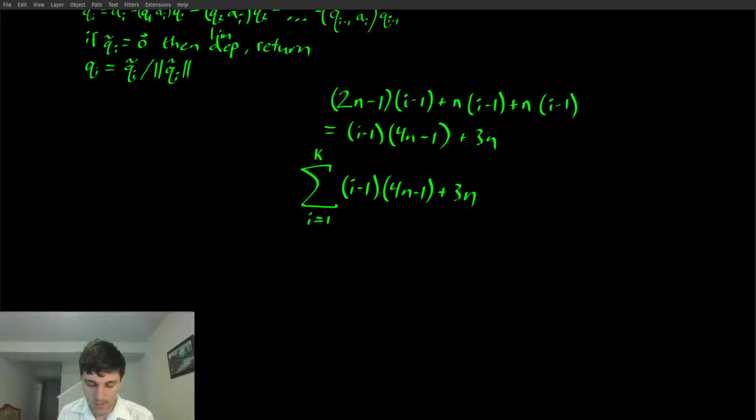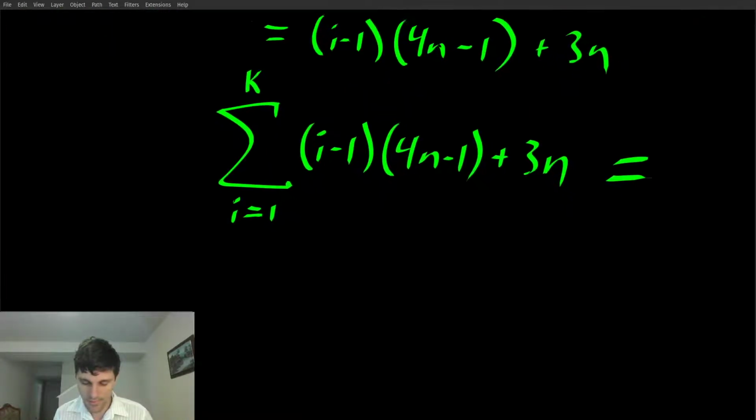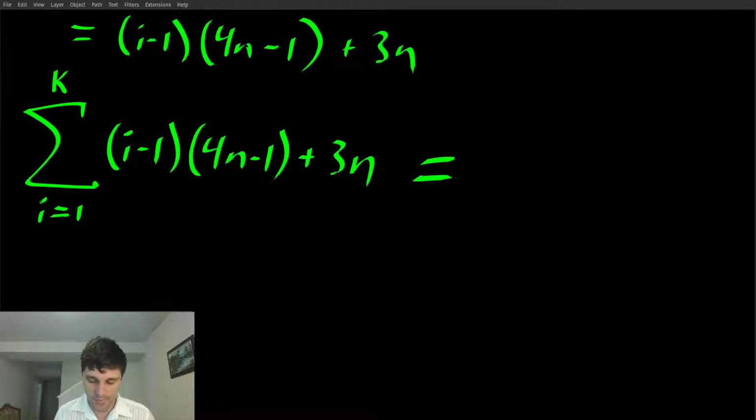Okay, so the 3n part, that's easy. That's just going to be 3nk. Let me zoom in a little more before I do that. The 3n part is going to be easy. That's just going to be k times 3n, right?